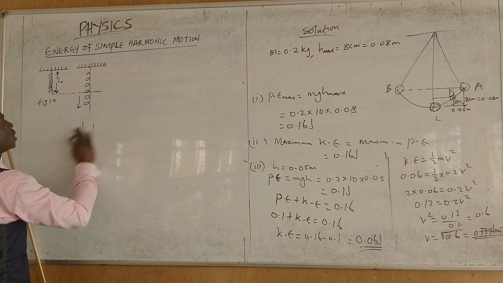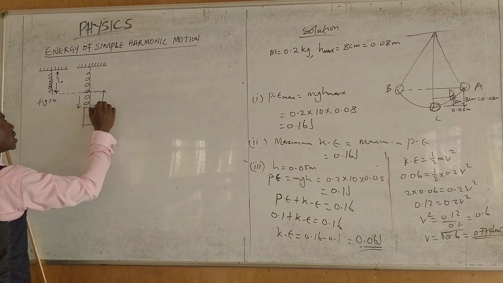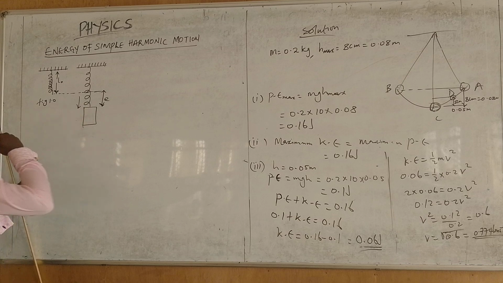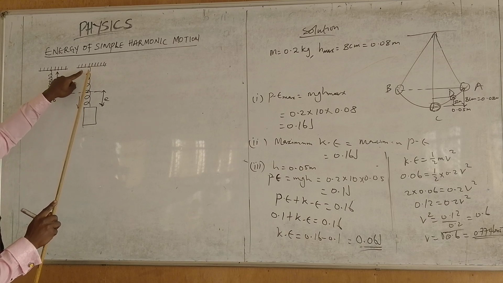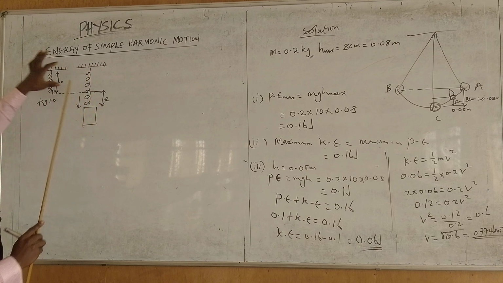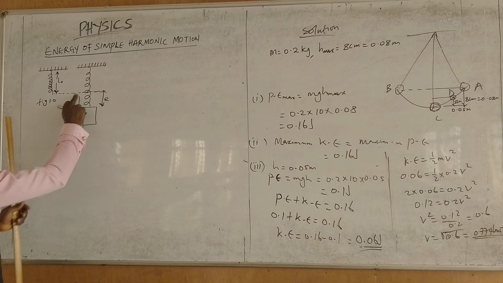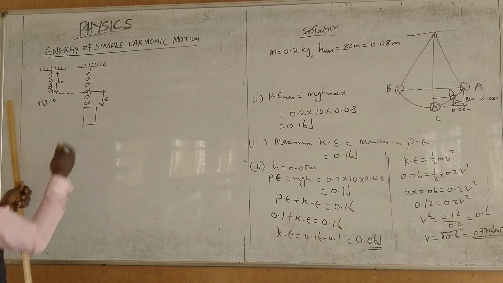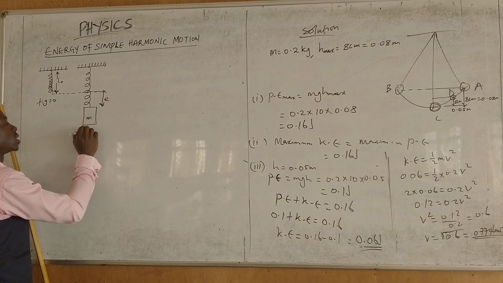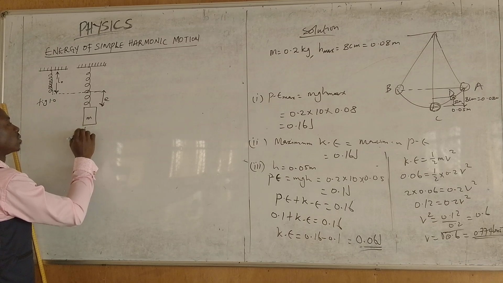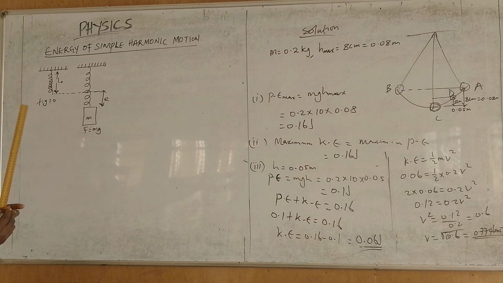Or let me do it this way. Let me say from here to here. This is the extension. Sorry, that's not even the new length. The new length is from here to here. That's the original length plus the extension. Now from here we can calculate what we call our force constant. This is the mass, and the weight or the force from this mass is going to be equal to mg. F equals mg.